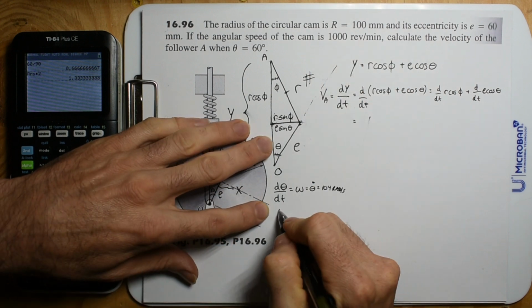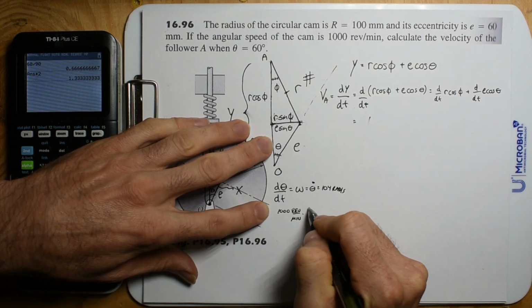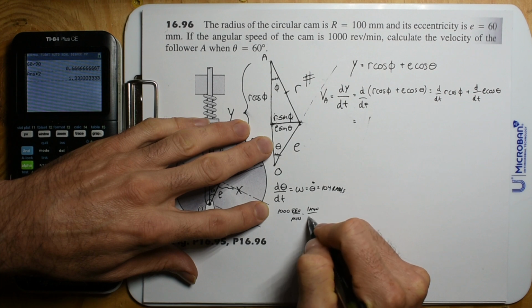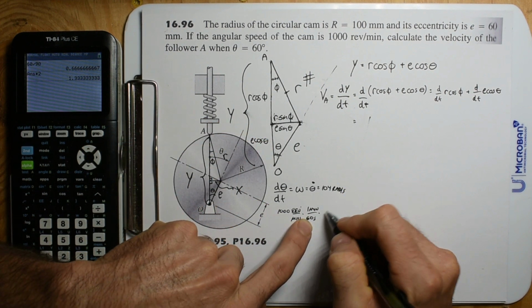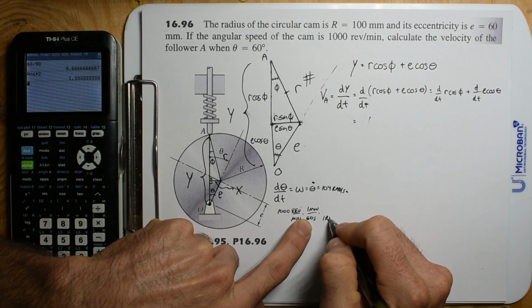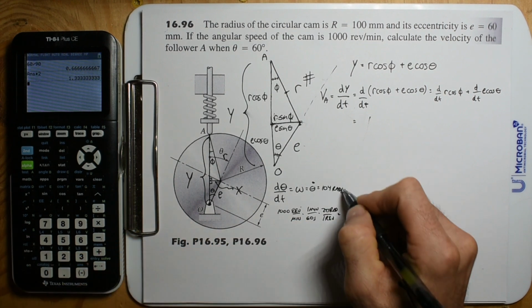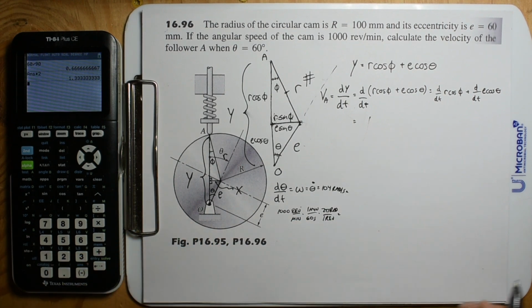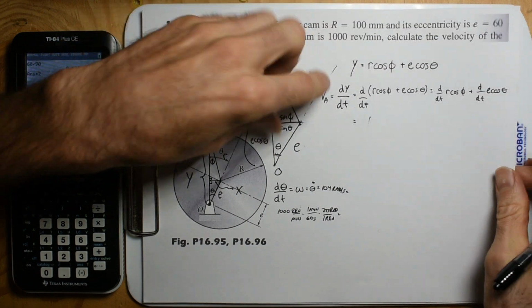Use factor label. You take 1,000 revolutions per minute. You take 1 minute divided by 60 seconds. That's going to be revolutions per second. So that's this part of the radians per second. We need to say 1 revolution is 2 pi radians. And you'll pop out that number. Okay, so let's go back to the differentiation.